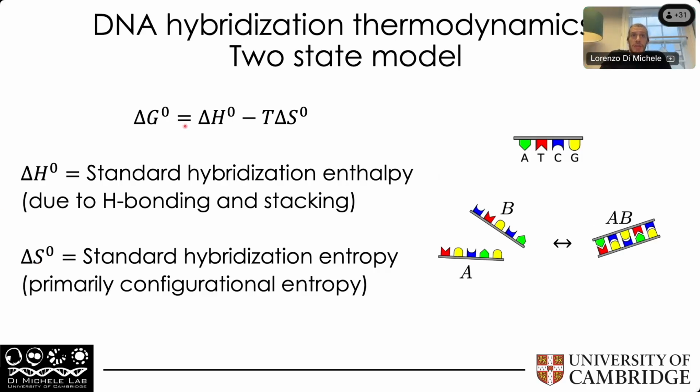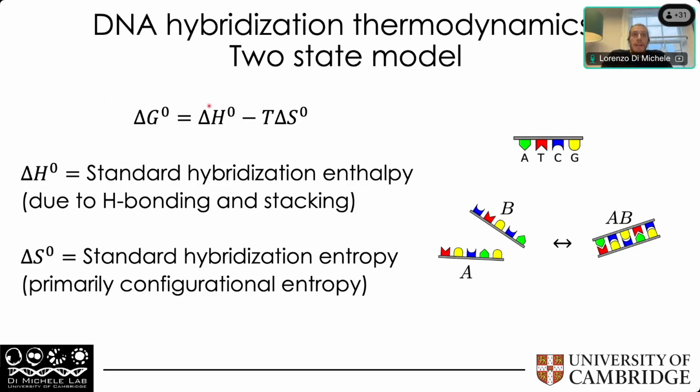So delta H is negative, also delta S is negative, but because you've got a minus sign in front of the entropic term in your Gibbs free energy, these two contributions oppose each other. The change in entropy pushes against the formation of the duplex, and the change in enthalpy pushes in favor of the formation of the DNA duplex.